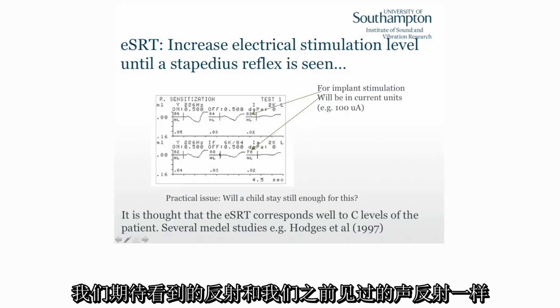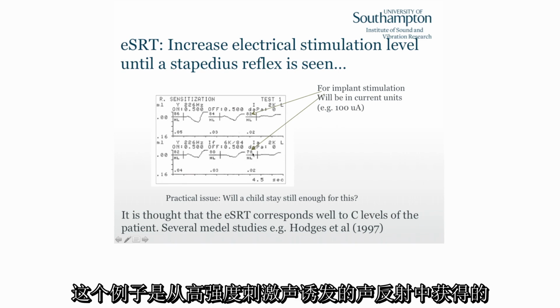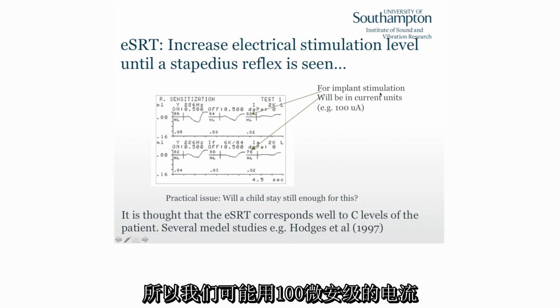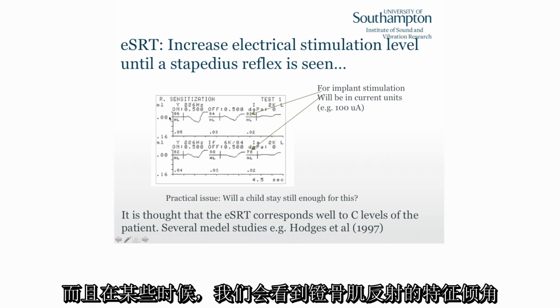And we'd see a reflex, so much like we would see an acoustic reflex. Just on the figure here, we're seeing what we normally see with an acoustic reflex. On this example, it's taken from an acoustic reflex with a dB HL stimulation, but for the electrical reflex, we'd be stimulating with a current unit. So we might have 100 microamp current level. So we'd be increasing level by increasing the number of current units, and at some point we'd see the kind of characteristic dip of the stapedius reflex.